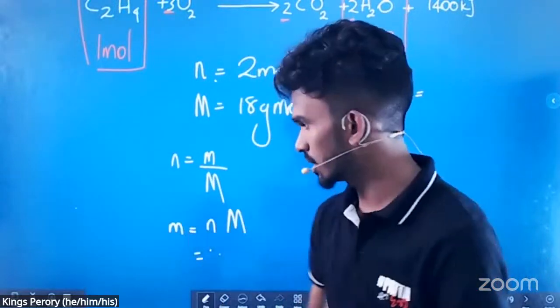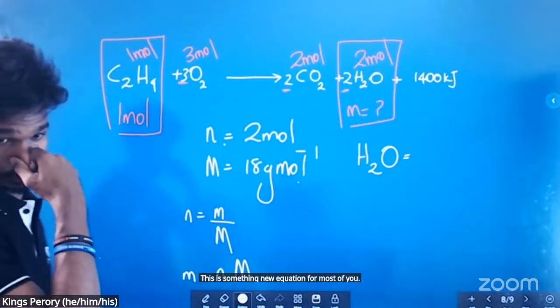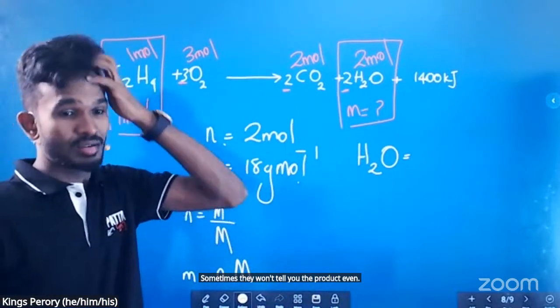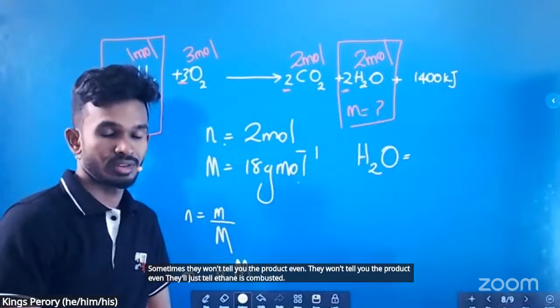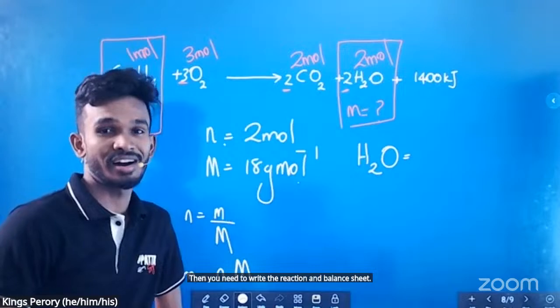This is a new kind of equation for most of you. Hydrocarbon combustion. Sometimes they won't tell you the product even. They'll just say ethane is combusted. Then you need to write the reaction and balance it.